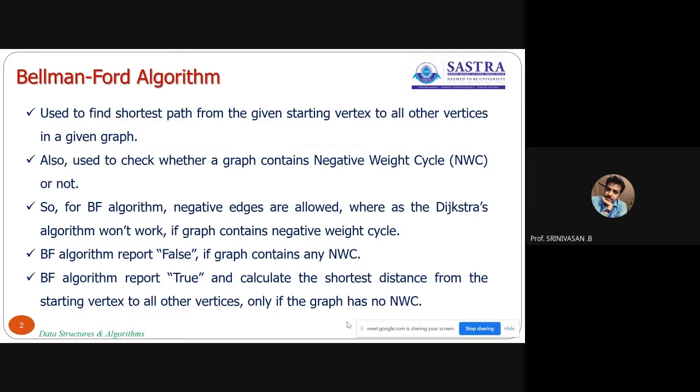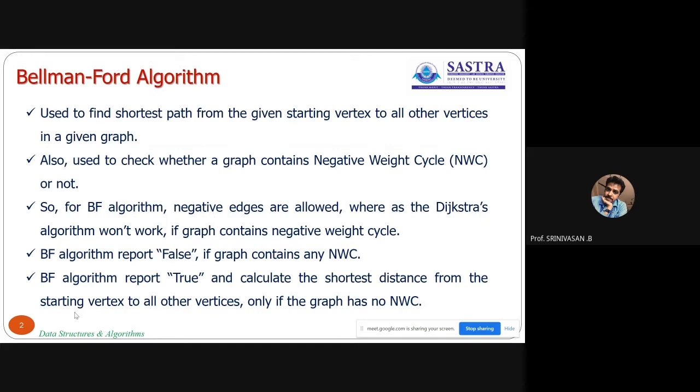The Dijkstra algorithm is based on a greedy approach. Greedy approach means that after relaxing one edge, we pick the minimum. In each iteration we choose the minimum one, and its adjacent edges will be relaxed. That is the Dijkstra algorithm. But here, what is the difference? We will discuss that.